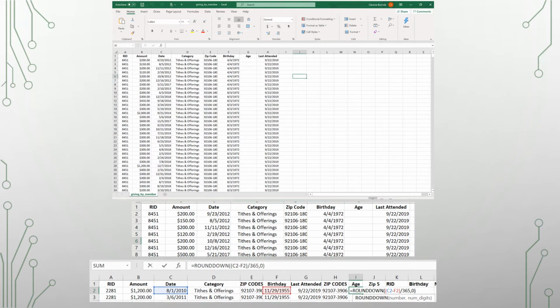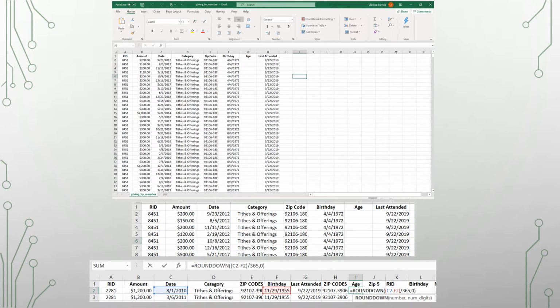Here is a portion of the raw data, and below is a zoomed-in version. The RIDs in the first column are random identification numbers that were assigned to each member. Then, in the second column is the amount they donated on a certain day, and the date they donated is in the third column. The category column is where the member donated their money to. The fourth column is the zip code of where the member lives. In the fifth column is the member's birth date. And the last column is the last attended church date of the member.